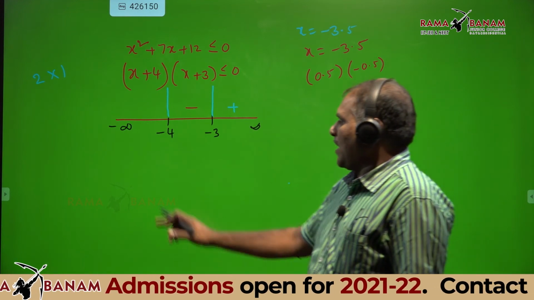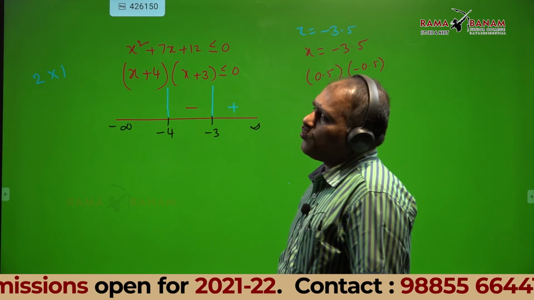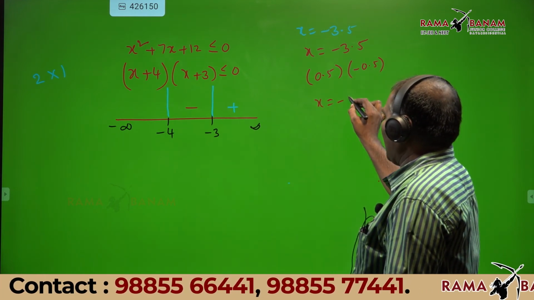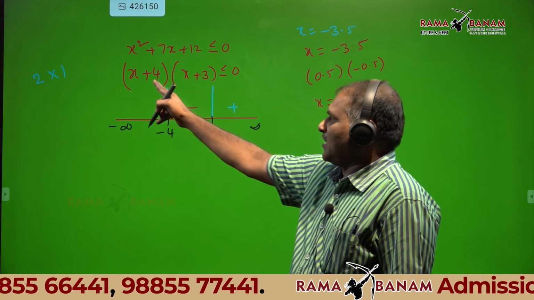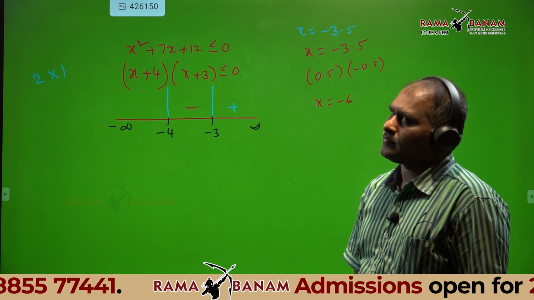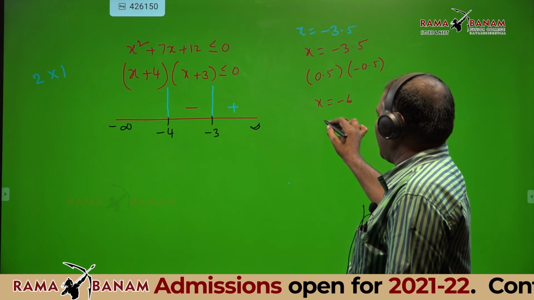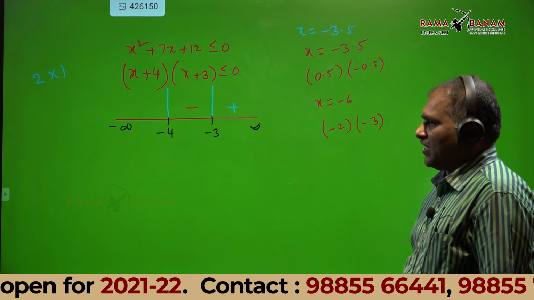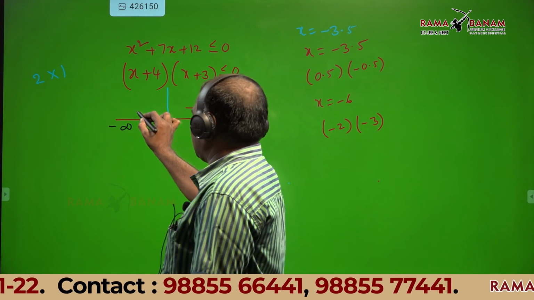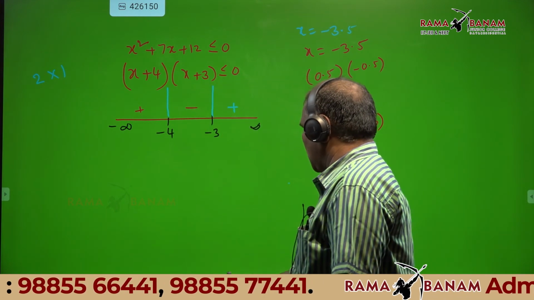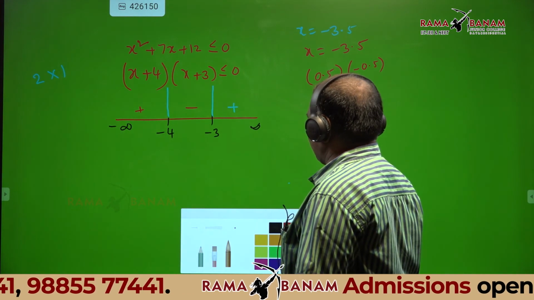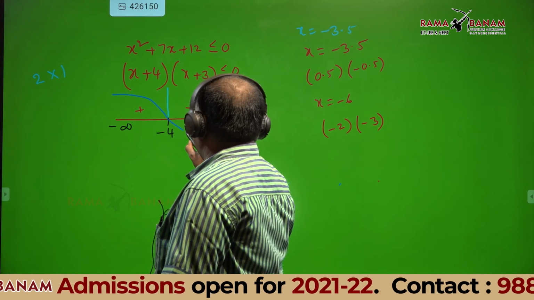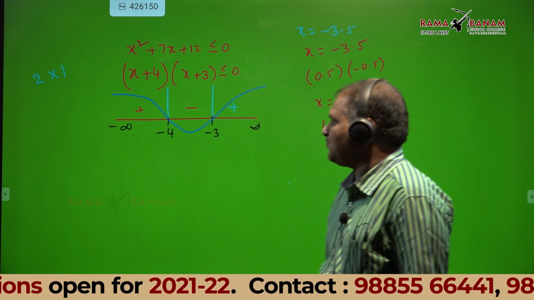After that, minus infinity to minus 4: minus 5, minus 6, I can take x is equal to minus 6. What is minus 6 plus 4? Minus 2. Into minus 6 plus 3, minus 3. Negative into negative is positive. By observation, the graph you can get like this.